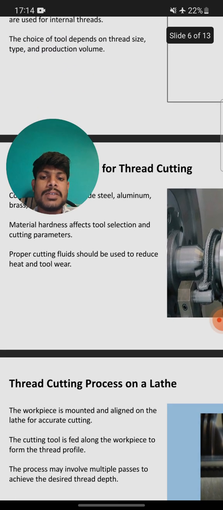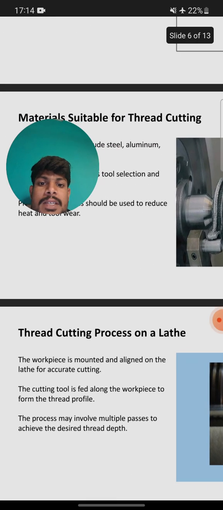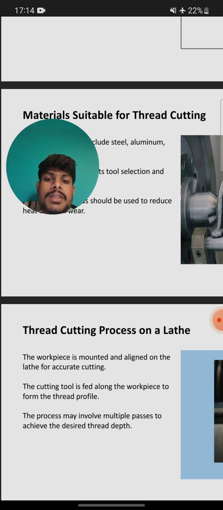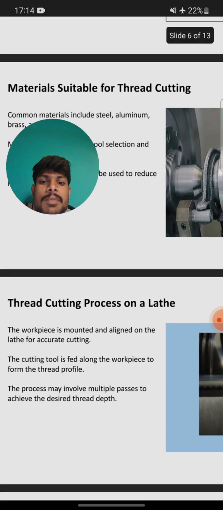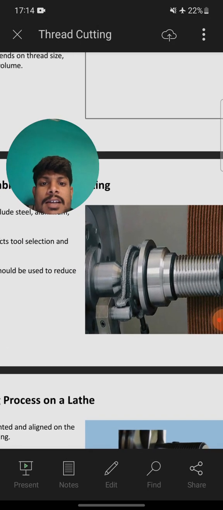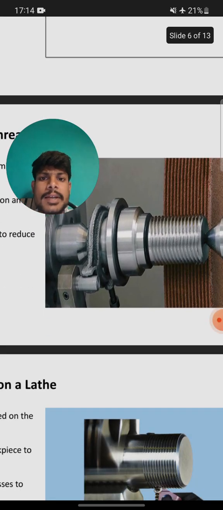Thread cutting process on lathe. The workpiece is mounted and aligned on the lathe for accurate cutting. The tool is fed along the workpiece to form the thread profile. The process may involve multiple passes to achieve the desired shape. So this is the figure for cutting the threads.